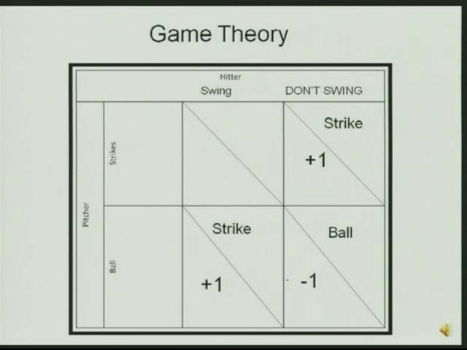Now we are in the upper right-hand corner of the payoff matrix. The pitcher throws a slider and puts one over the plate, but the batter doesn't swing. Strike two.